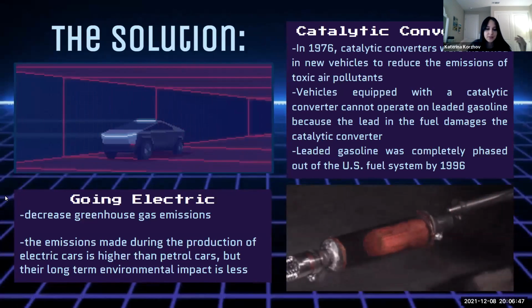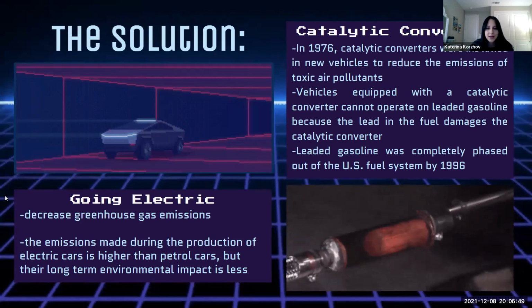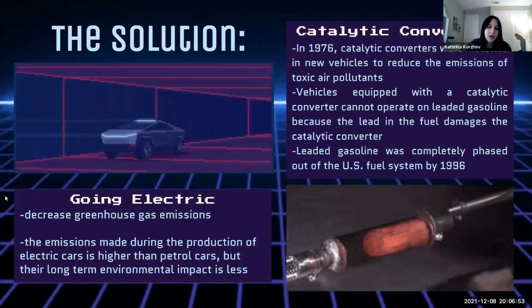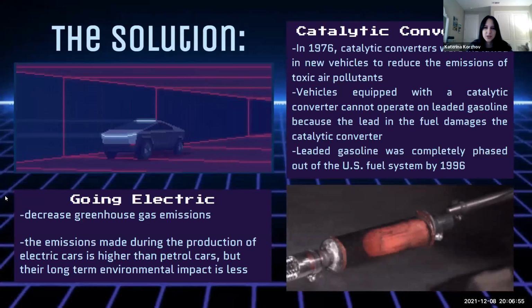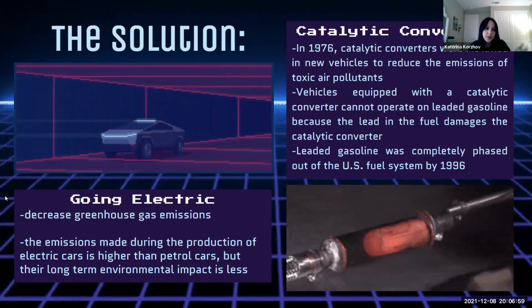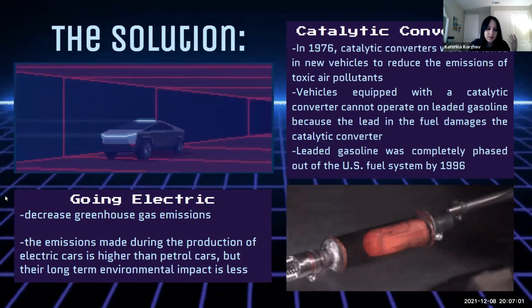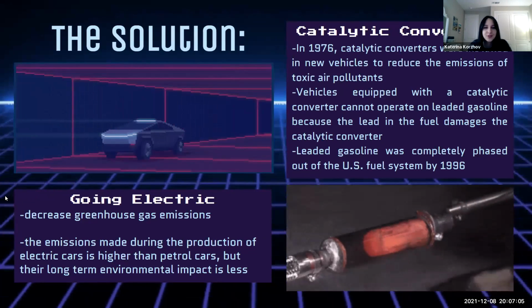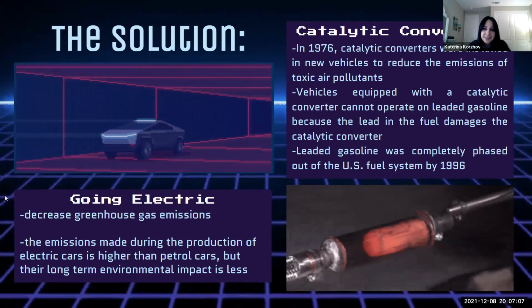So even though it makes more emissions to make an electric car, in the long term, they're not going to leave as much of an impact on the environment as regular engines. But if you do want to go with just a regular engine and drive on gasoline, you can use a catalytic converter, and those were installed in 1976.